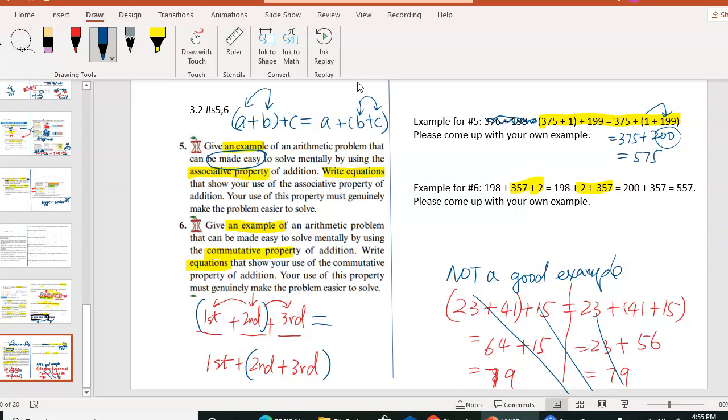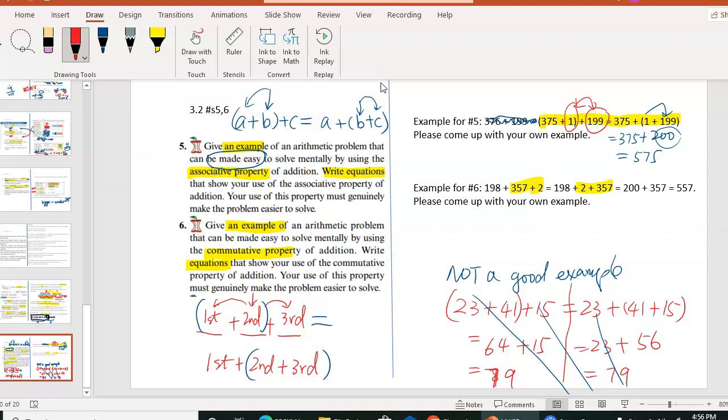So this is a good example of how we can simplify the problem. We can make the problem much easier to solve by using the associative property. And if you use random numbers like this, either way, it's about the same. So let's try not to use these examples. The good tip is that the second number and third number you pick, you want to make sure they add up to something like tens, 20s, or hundreds. So you get an easy number like that. Okay, so that's number 5.